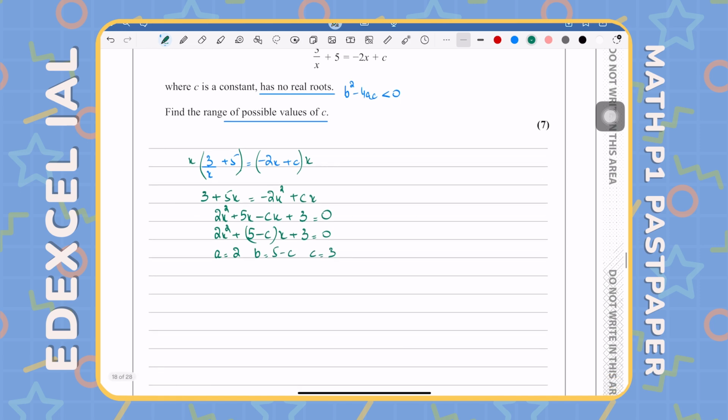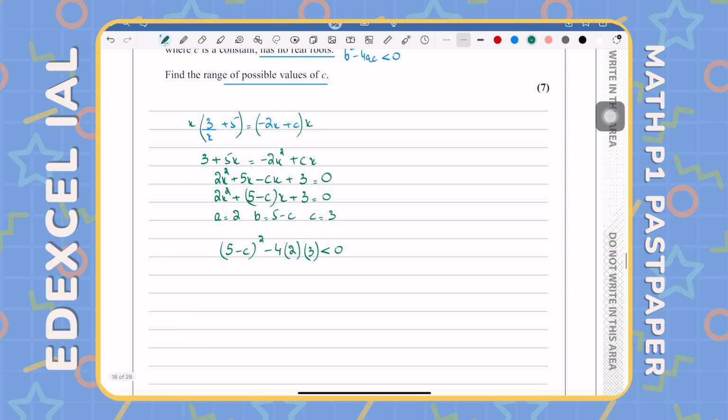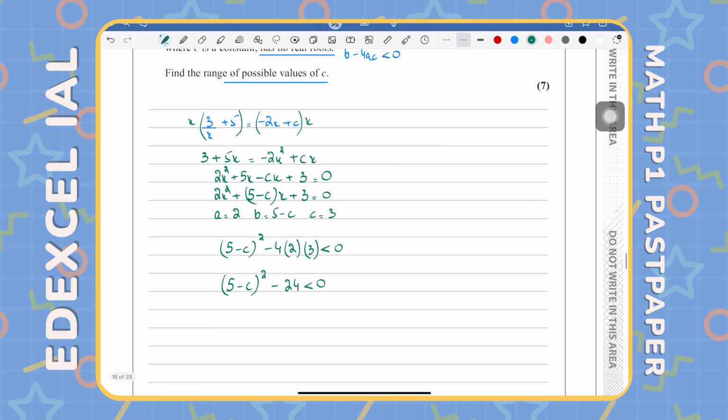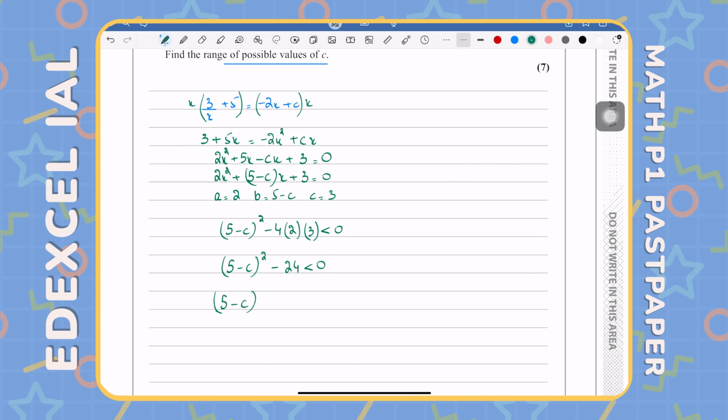Now no real roots, as I mentioned earlier, means b squared minus 4ac is less than 0. So (5 minus c) the whole thing squared, minus 4 times 2 times 3, is less than 0. Now you can solve this by expanding, but in a situation like this I wouldn't recommend that, because you can take advantage of the fact that you don't have any unknown here and that you have a whole square here. So I'm going to do (5 minus c) the whole thing squared, minus, now 4 times 2 is 8, 8 times 3 is 24, so minus 24 is less than 0. That means (5 minus c) the whole thing squared is less than 24.